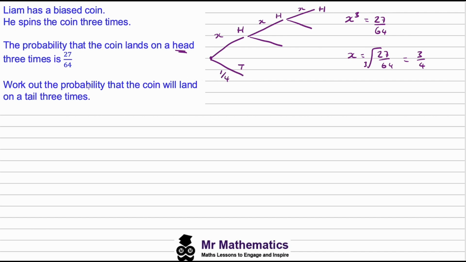And we want to work out the tail 3 consecutive times. So this will be a tail, another tail, and another tail. So the probability of 3 consecutive tails will be 1/4 multiplied by itself 3 times, and this will give you 1 over 64. Okay?